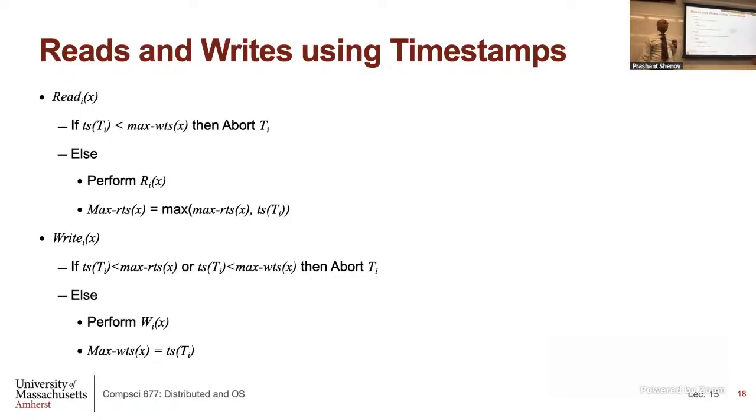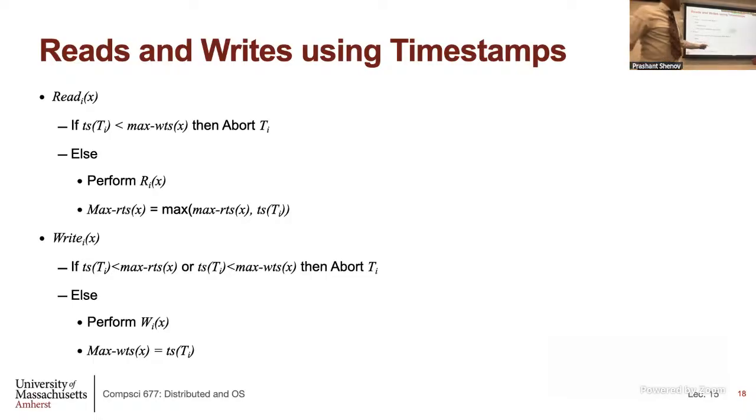And the write is the opposite. So if you want to write to X, then you are going to check, has any newer transaction read it, or any newer transaction written to it. If there's a newer transaction that's accessed it in any way, you abort the transaction. You say that newer transaction touched the data item, abort this transaction. Otherwise, you perform the write, and then you update the write timestamp to the current transaction timestamp.